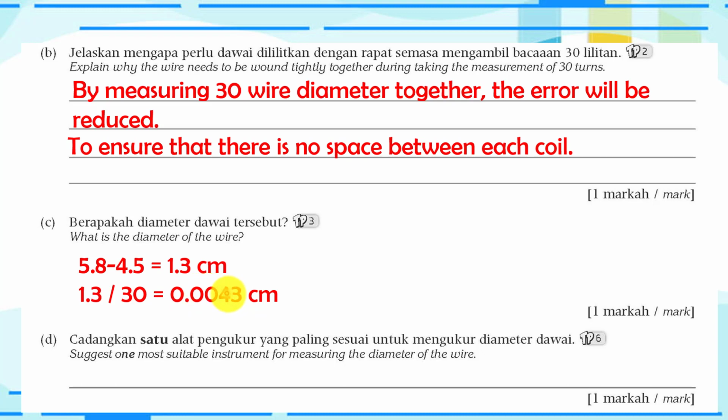Okay, 0.043 cm. Now you need to suggest one more suitable instrument to measure the diameter of the wire. The diameter of the wire is too small, so that's why we need to use another instrument to measure the thickness of the wire. From here, we cannot use a ruler. So you can use a micrometer screw gauge. It can measure until 2 decimal points in millimeter. So that one is suitable for measuring the thickness of the wire.